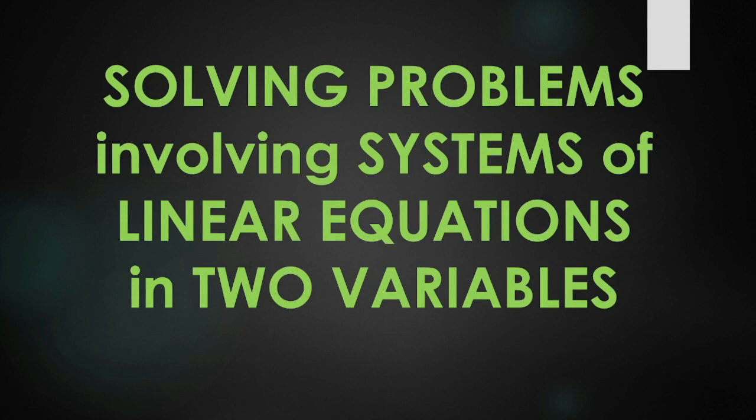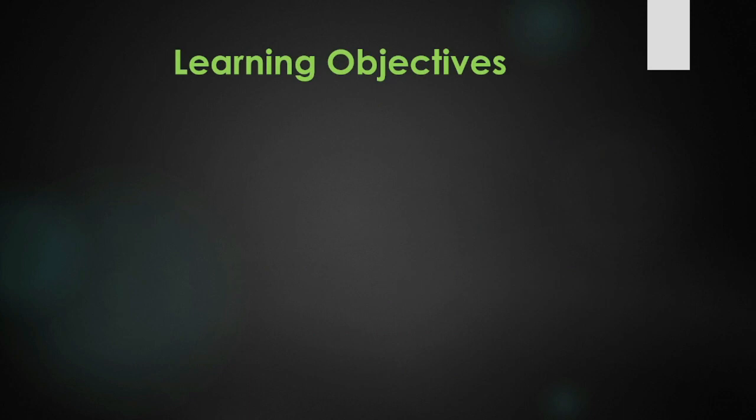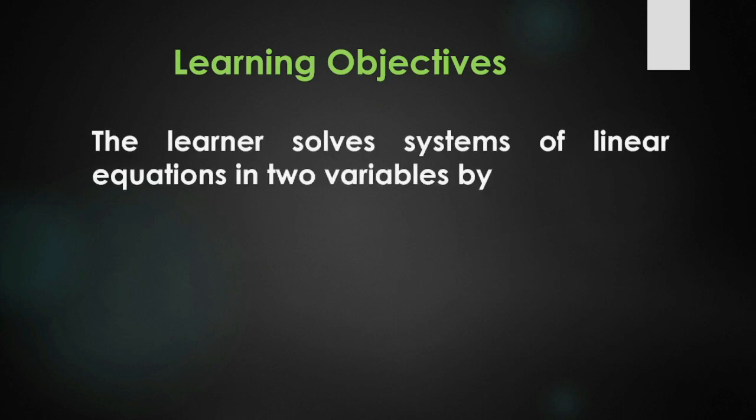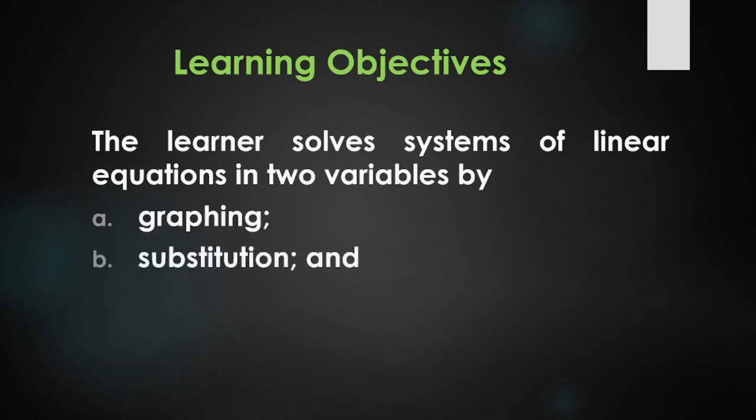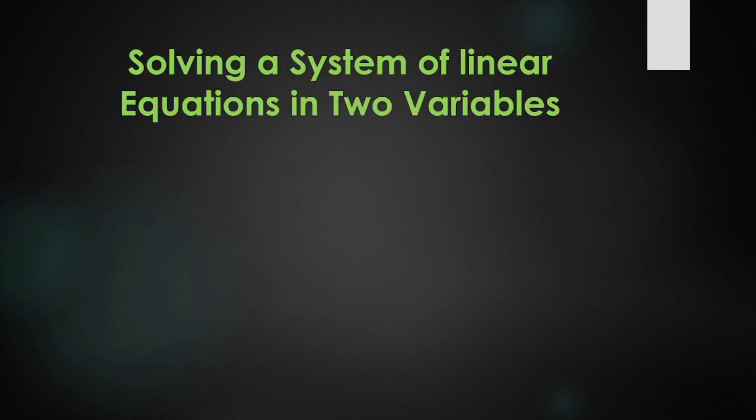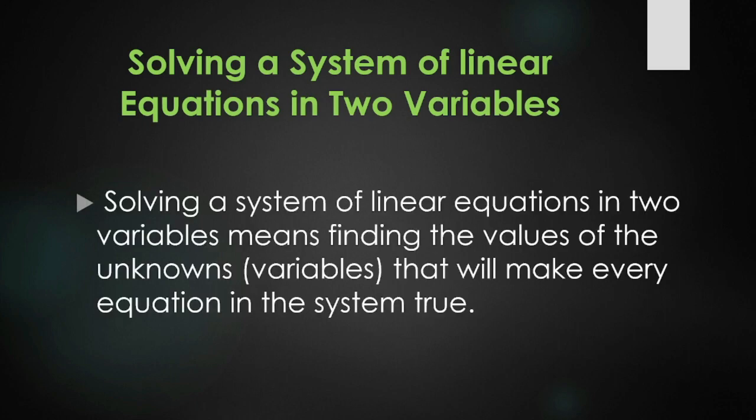Solving problems involving systems of linear equations in two variables. Here are the learning objectives. The learner solves systems of linear equations in two variables by graphing, substitution, and elimination. What do we mean by solving a system of linear equations in two variables? It means finding the values of the unknowns or the variables that will make every equation in the system true.